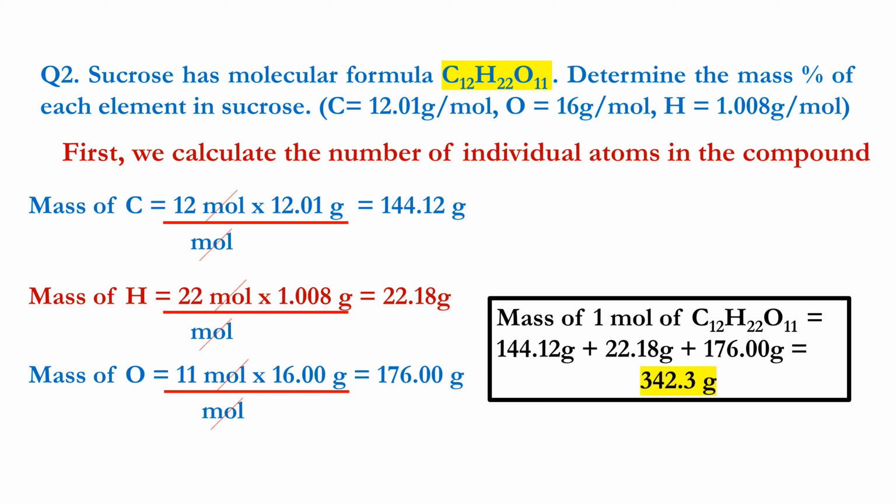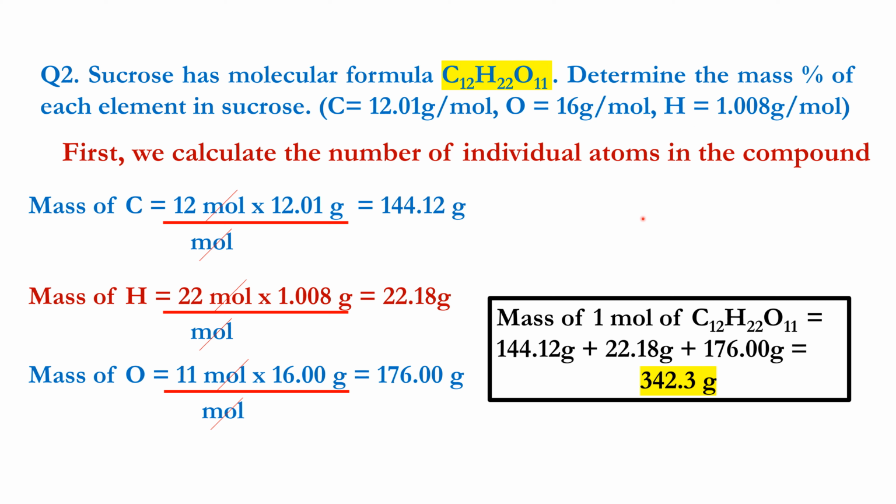So let's look at another example. Sucrose has molecular formula C12H22O11, and you are asked to determine the mass percent of each element in sucrose. You are given the molecular weight of the different elements.